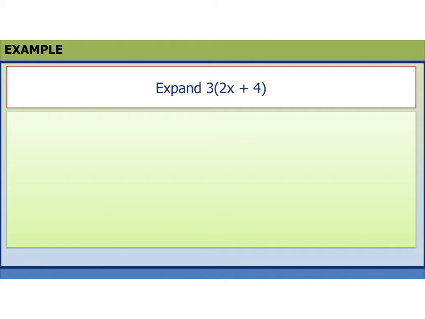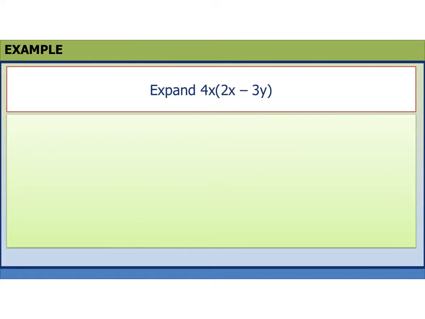So we're going to be looking at expanding brackets. So we all know that what we do is that the number or term in front of the bracket multiplies both of the terms inside the bracket. So the 3 multiplies the 2x, that makes 6x. The 3 multiplies the plus 4, and that makes plus 12.